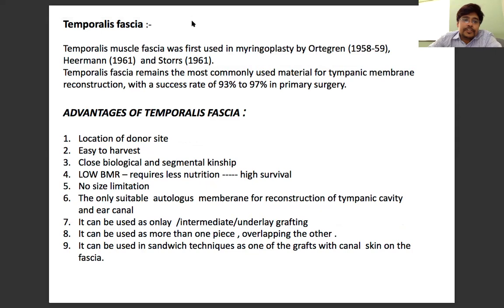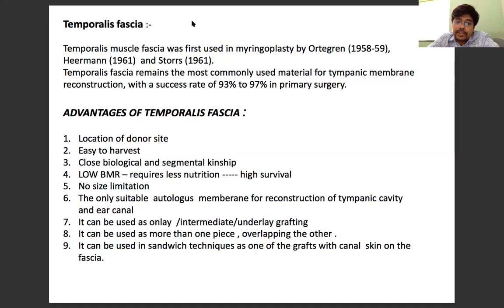What are the advantages of temporalis fascia? We commonly use temporalis fascia. Location of donor site, easy to harvest, low basal metabolic rate. What does that mean? Low basal metabolic rate means it requires less nutrition, so high survival. Chances of rejection are less.